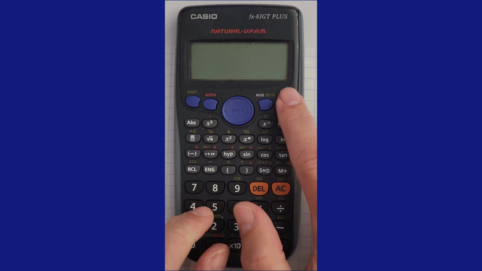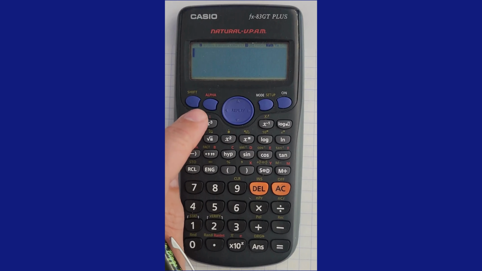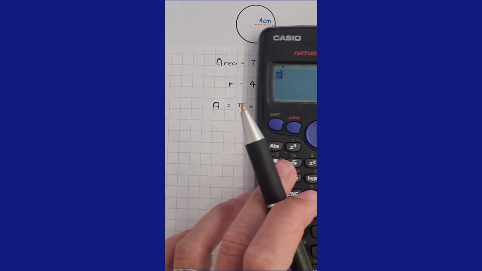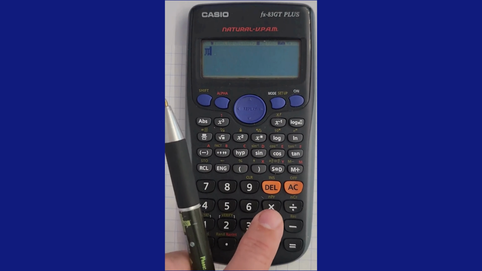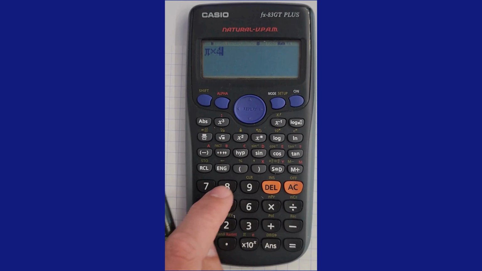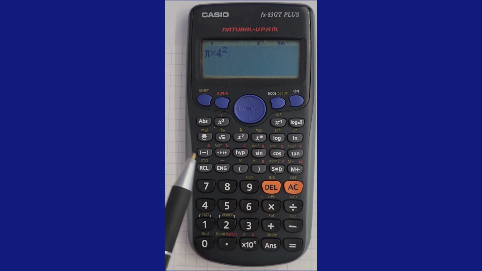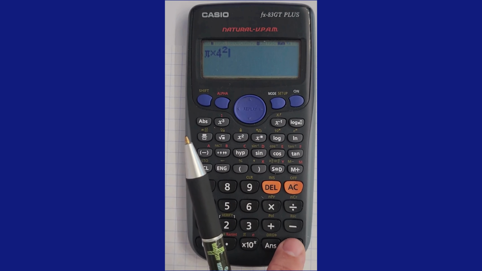So turn my calculator on. There are obviously different models, but for me, I can see pi. It's that yellow symbol down there, which means I need to press shift to get that symbol. And then I know I need to multiply that by 4 squared. So times 4 and then squared. And that's what I'm going to do. My calculator is going to give me an answer.